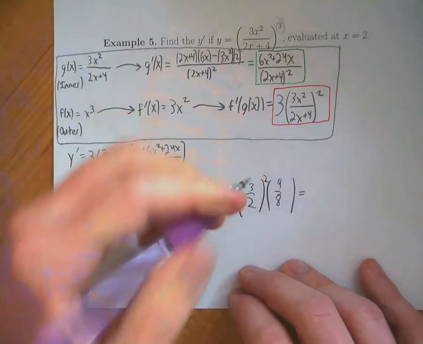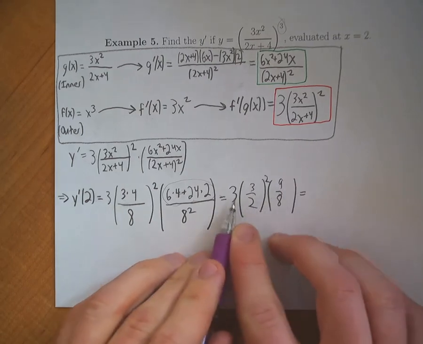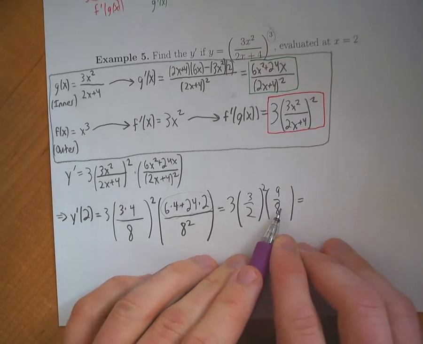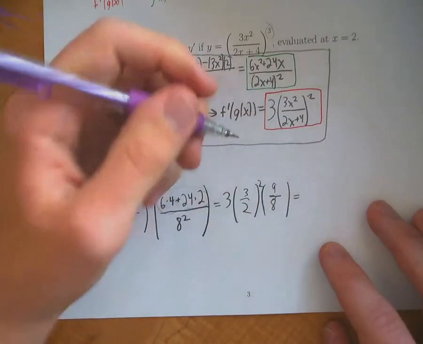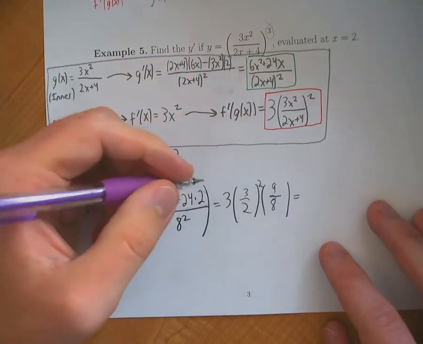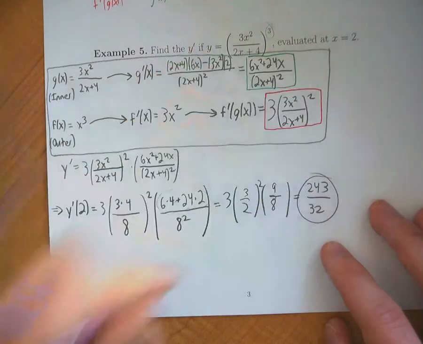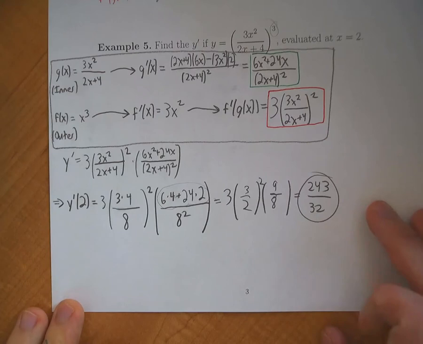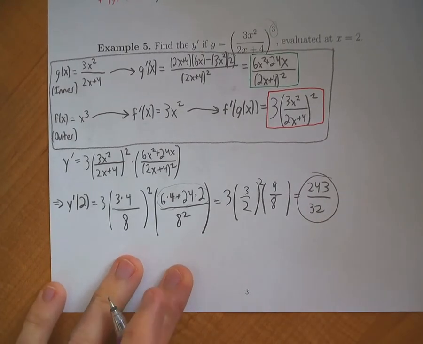Then what you notice is that on the numerator, all these factors are odd, but on the denominator, all the factors are even. So if you plug this all into a calculator or multiply the numerator and denominator separately, you should end up with 243 over 32 as your fraction. Okay? So any questions on that?